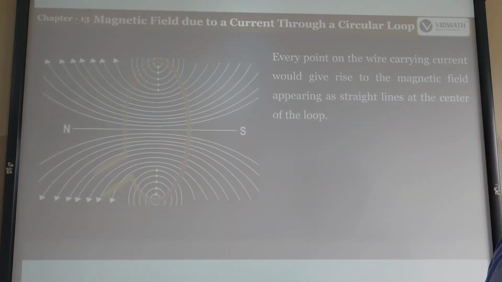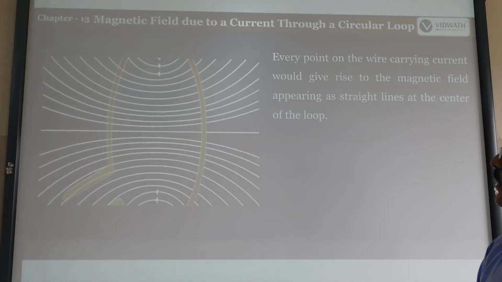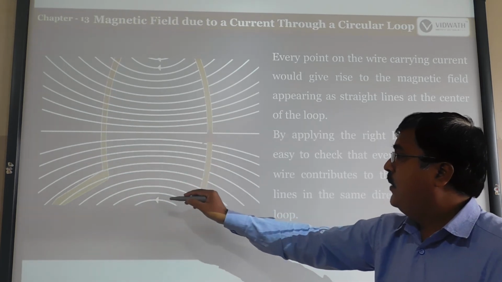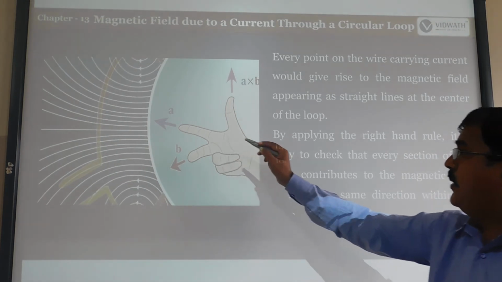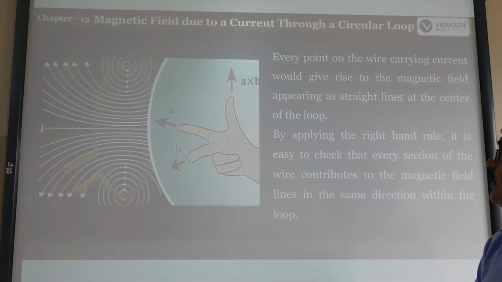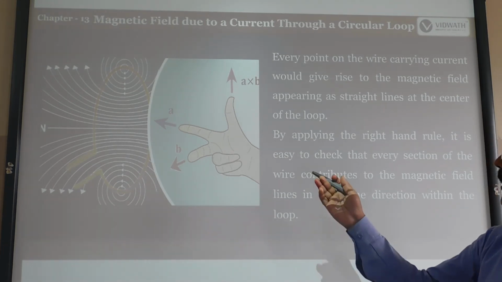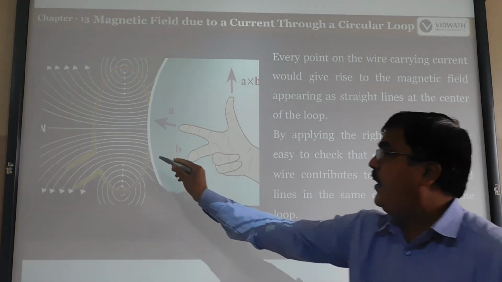Every point of the current carrying wire gives rise to the magnetic field, appearing as straight lines in the center of the loop. So see here how the current is passed. Whatever the number of circular wires there are, they appear as straight lines at the center of the loop. Observe the diagram, note the direction. Again, we can apply the right hand thumb rule. Again, it is easy to check that every section of the wire contributes to the magnetic field.